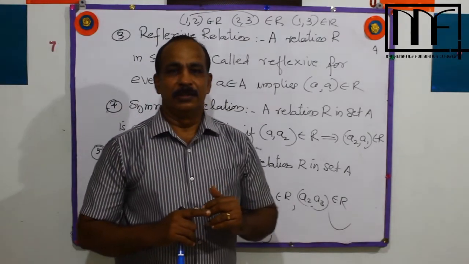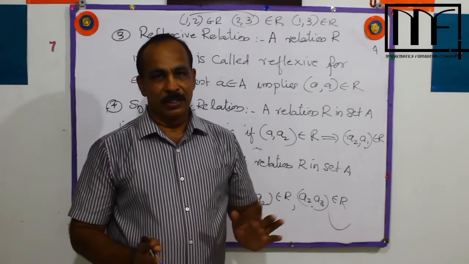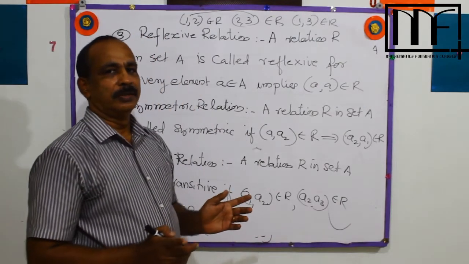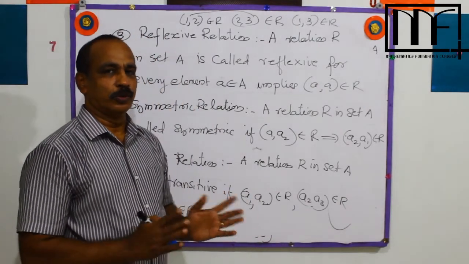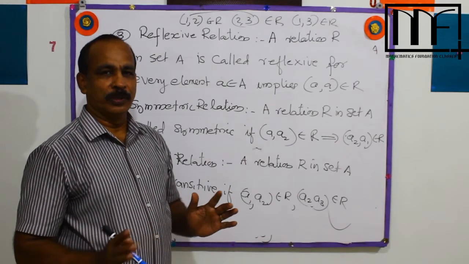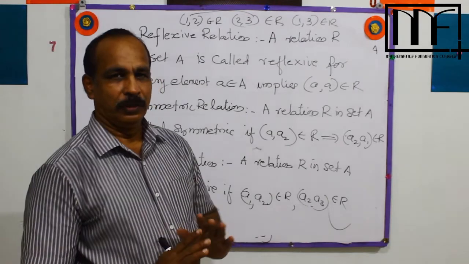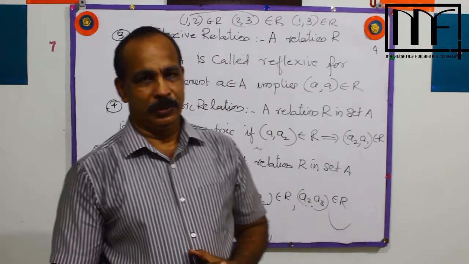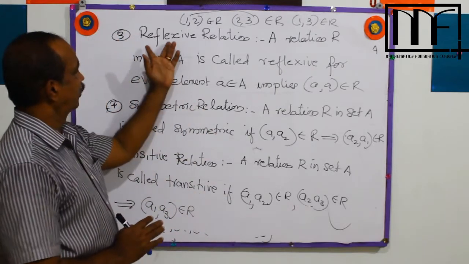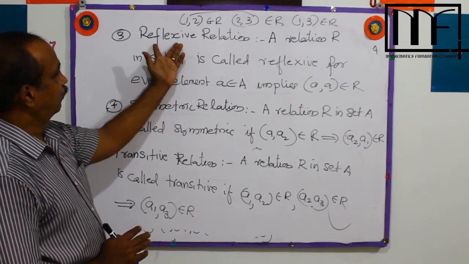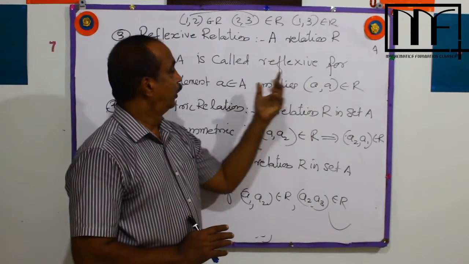So we studied here 5 relations. First one is the empty relation, the relation which does not have any element. The second relation is the universal relation, which is the cross product. If A has 5 elements, 1, 2, 3, 4, 5, then all the elements in A cross A will be the universal relation. Then the reflexive, symmetric and transitive relations.